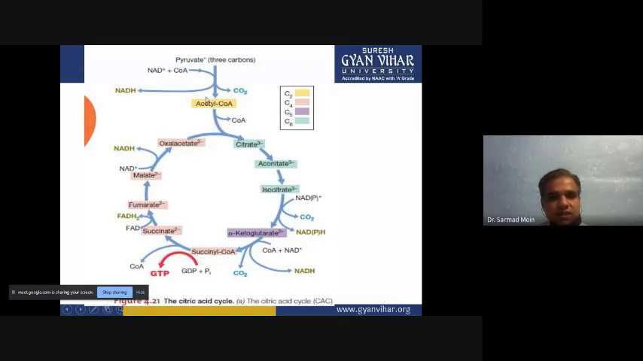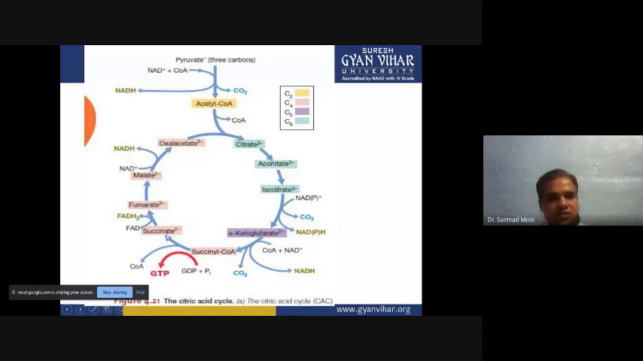So in a cycle, the initial acetyl coenzyme A is required, and it will react to produce citrate, then aconitate, isocitrate, alpha ketoglutarate, then it will convert into succinyl coenzyme A. Succinyl coenzyme A will be able to produce guanosine triphosphate from guanosine diphosphate, which is a low energy molecule.